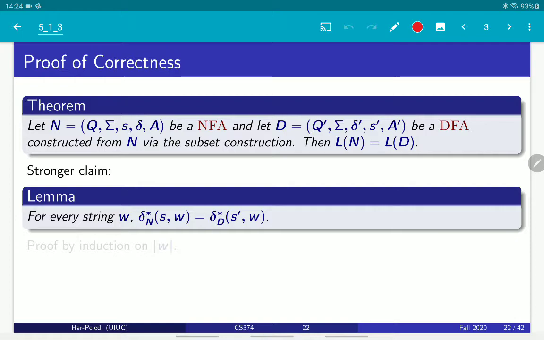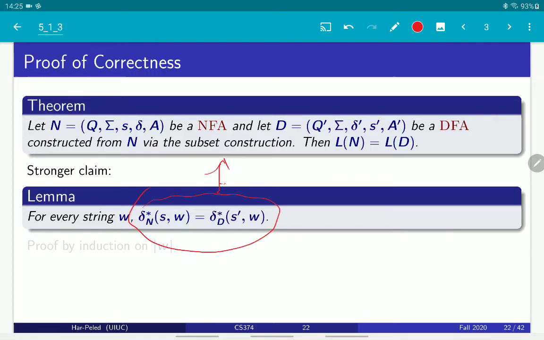And we are going to prove a stronger claim that shows that for every string, the transition function, when we extend it to strings, on the NFA from S on W is equal exactly to the configuration that the DFA is going to be in after we apply W, starting from the start state of the DFA, which is S prime. Okay, so this definitely implies the theorem, right?